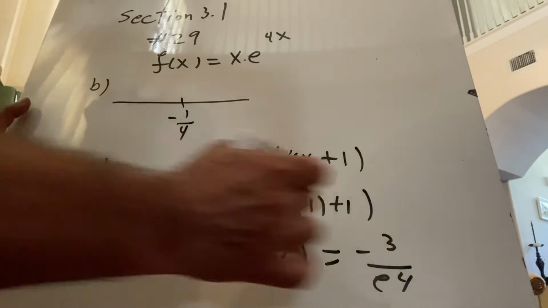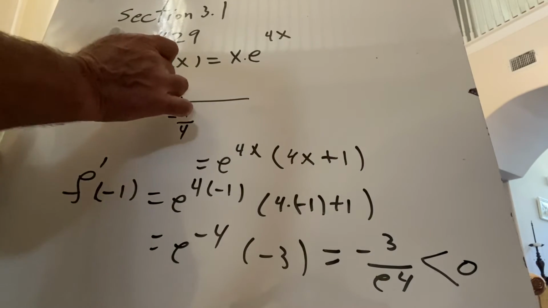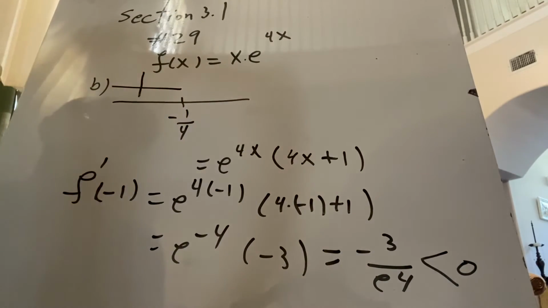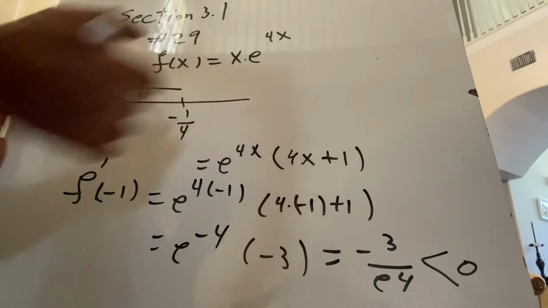Of course, negative 3 is negative, which means this is less than 0, right? So you do have a negative on the first interval. So our derivative is negative there. And then for the second interval, we can take 0. 0 is to the right of negative 1/4.